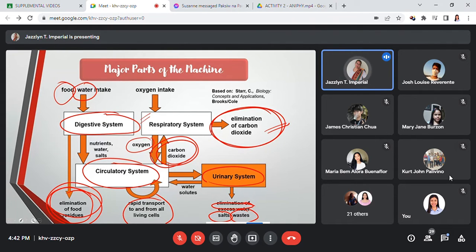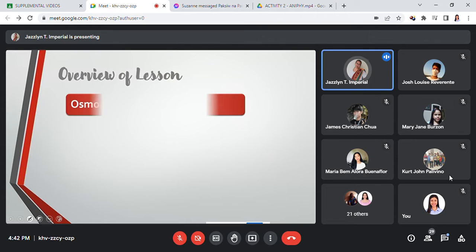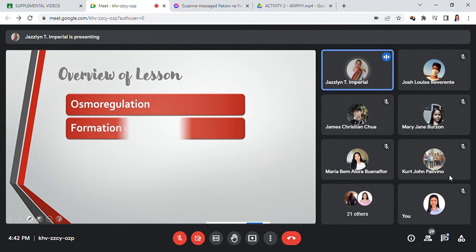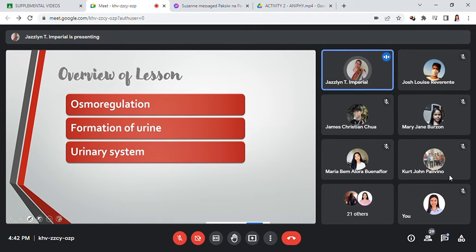So we now move on to the overview. To simplify our lesson, we have first osmoregulation, followed by formation of urine. For osmoregulation, we will be describing the components of urine. Where does it come from? And then the second portion will be about the urinary system. How does it involve waste materials going through your blood, and then how is urine formed. So related to formation of urine and the urinary system.